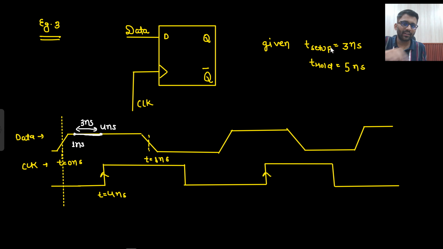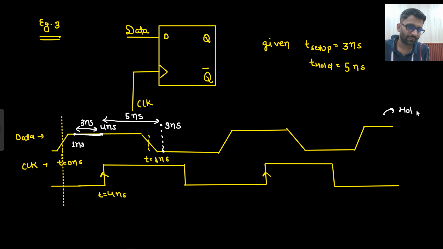And it will look ahead for 5 nanosecond. So 4 plus 5 would be 9 nanosecond. So at 9 nanosecond you are having 0. Here you are having 1 and here you are having 0. So not satisfied. So there is hold violation, and no setup violation.